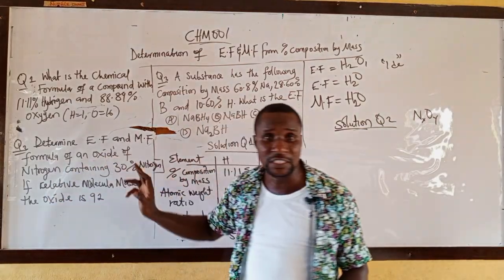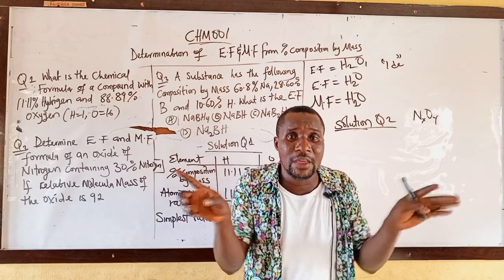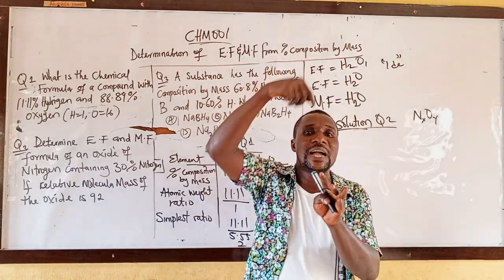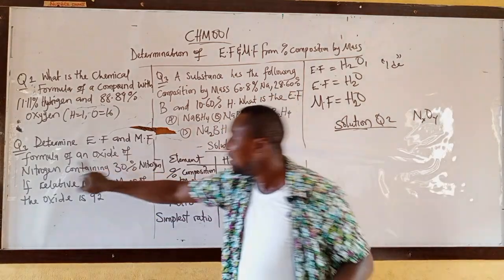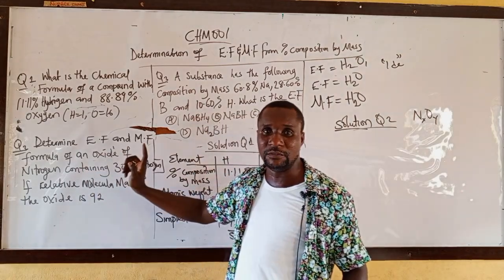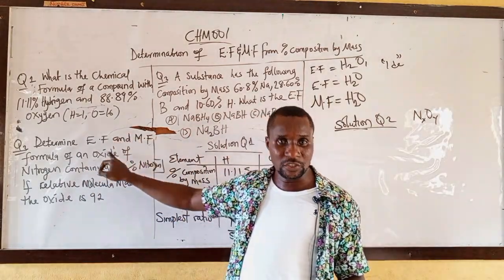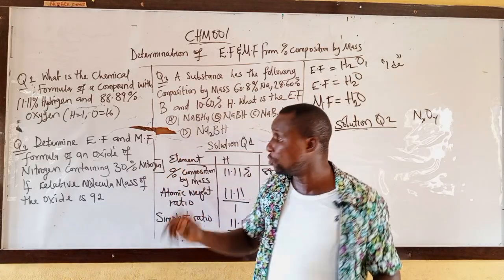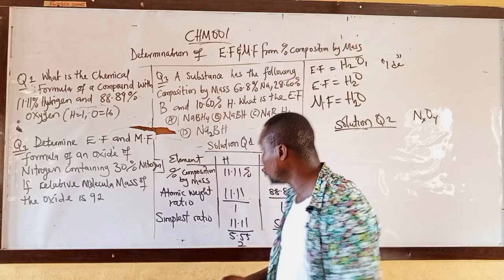Nitrogen and oxygen. Binary compound, where you have 2 elements combining to form a compound, and the last element carries IDE. Because I see oxide of nitrogen, that means that compound contains nitrogen and oxygen. The last element is oxygen. And they want you to get the empirical formula and molecular formula of nitrogen oxide. Let's look at the question.